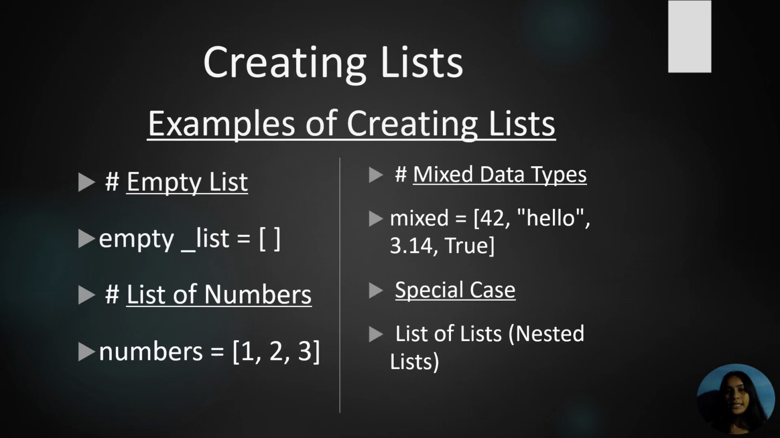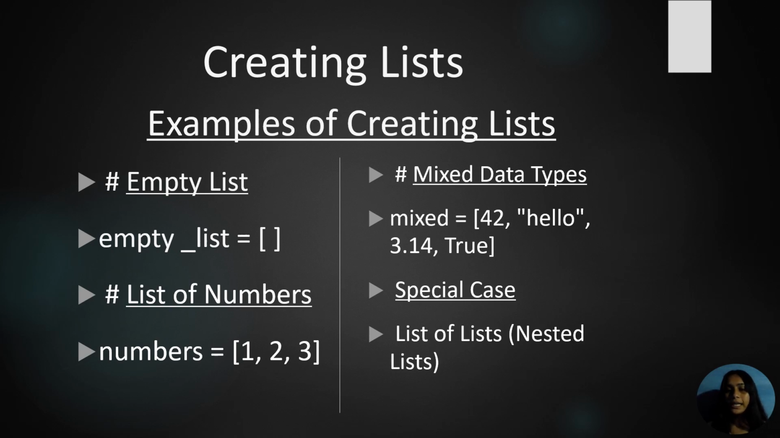Next, we have creating a list. For example, first we can create an empty list. An empty list can be created by writing list equals, enclosed with square brackets, without any element added into it. Then we can also create a list of numbers. This is defined as numbers equals, and we add all the numbers wanted, enclosed in the brackets. And then, as we know, there are mixed data types. In mixed data types, you can add different values like numbers, strings, or floats.